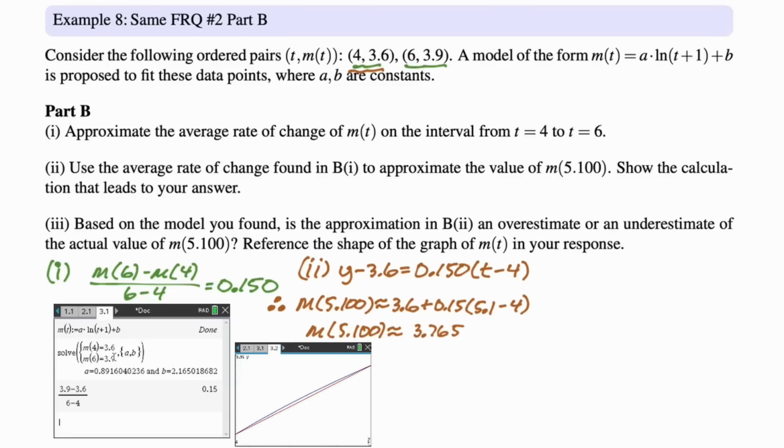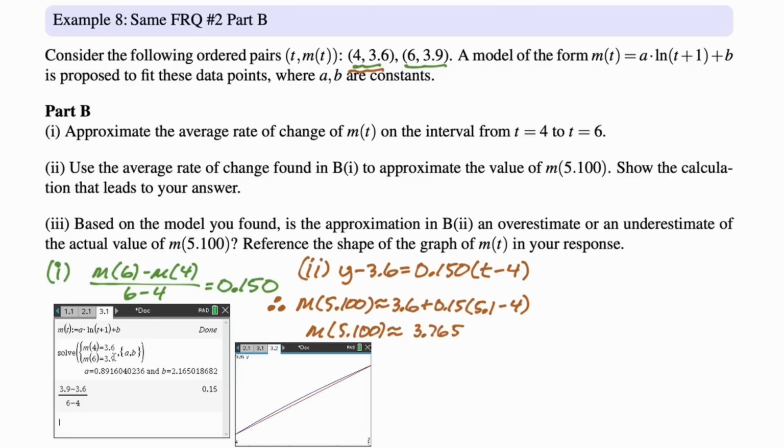Highly recommend that you just graph it. You could graph it by hand really quickly, but you have a calculator, so why not just let the calculator do the work? All right, and then we write up our standard answer to this. So concave down, secant line is below the curve on the interval from 4 to 6.